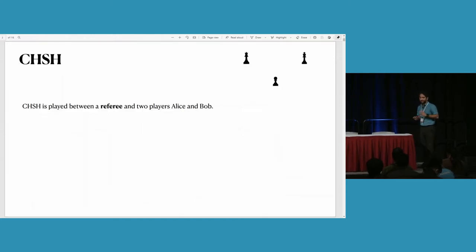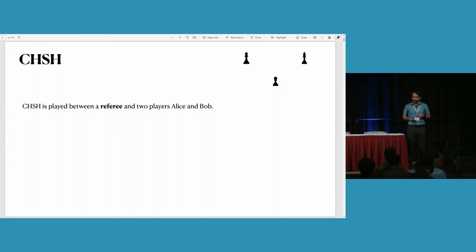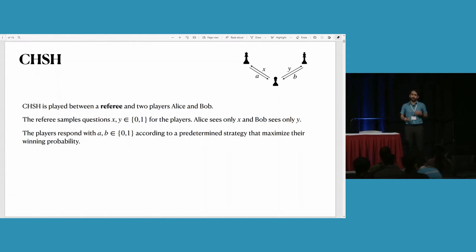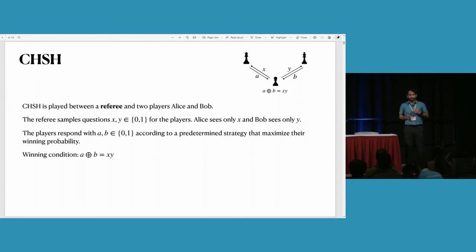So let's begin with the simplest of non-local games, the CHSH game. You may have heard of this game before. It is played between a referee and two cooperating players, Alice and Bob. The referee samples a pair of questions, X and Y, for Alice and Bob, and Alice and Bob cannot communicate with one another once the game starts. So Alice only sees question X, and Bob only sees question Y. The players then each respond with a bit. And the winning condition for the game is that the sum of their responses modulo 2 should be equal to the product of the questions they received. The details of this don't matter for the rest of the talk.